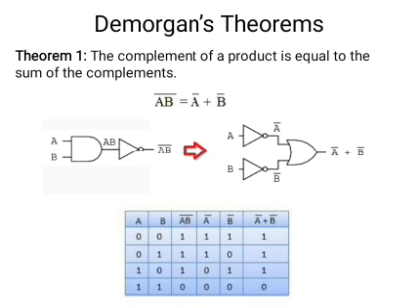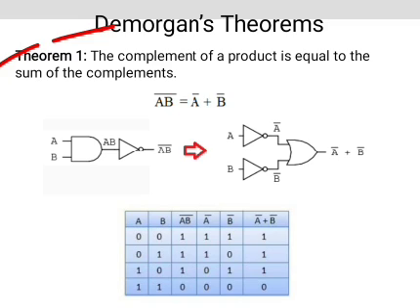Dear students, in this session, I will explain the simplification of Boolean expressions by using De Morgan's theorem. You know the De Morgan's theorems; I had explained them in the previous sessions also. So, theorem 1 states that the complement of a product is equal to the sum of the complements.